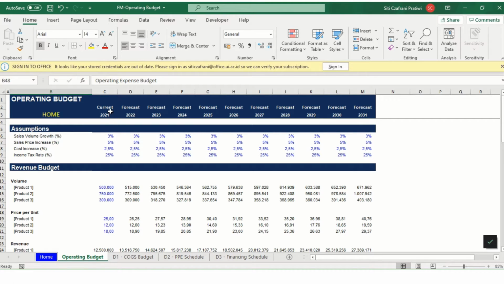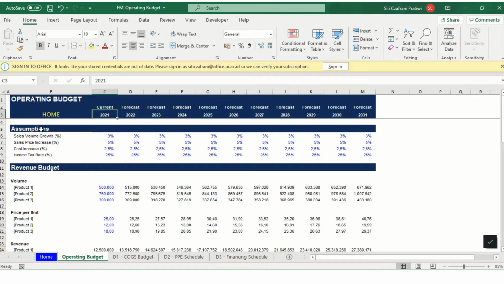So here we have the period of forecasting. This is my period of forecasting. I start from year 2021 and the end is 2031. So my period of forecasting is 10 years. For your group assignment, you just need to create a 5-year operating budget. However, if you do the exercise individually, you can create a 5-year forecast or a 10-year forecast. It is really up to you guys.